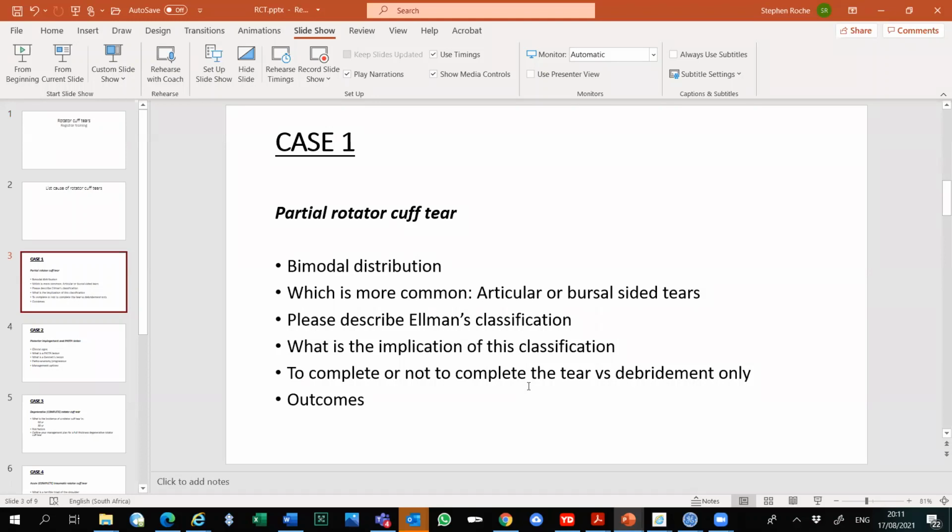So the partial cuff tears are bimodal. What does it mean by that? Who's next on there? KL? Hi, Prof, that's me. Okay, Kim. What's bimodal? Bimodal, so affecting older patients and younger patients. So there's a difference in the age distribution. And why is that? So young patients with acute trauma and older patients with degenerative changes.